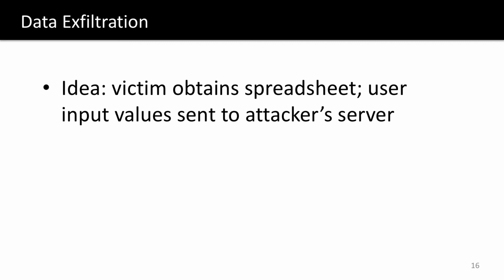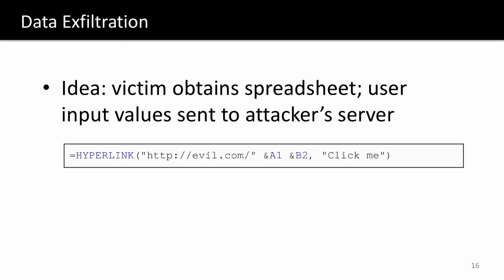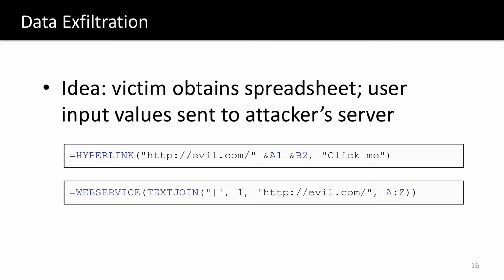Now the goal of the attacker is to leak all user input, for example, personal information regarding the victim's financial situation. To achieve this goal, the attacker manipulates the spreadsheet in such a way that cells containing sensitive data are referred to and concatenated, for example, as the path of a hyperlink to the attacker's web server evil.com. So in case that the user clicks on this hyperlink, which can be further obfuscated, the content of those cells is exfiltrated. Another option is to use the web service function to automatically leak the spreadsheet content once the document is opened.